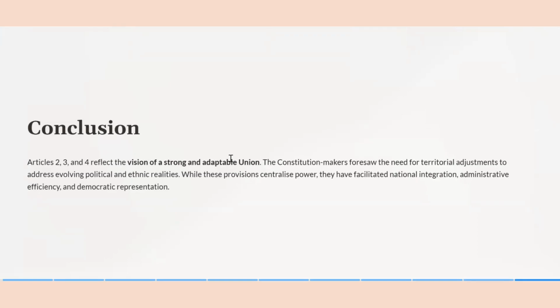Now to conclude today's lecture, Article 2, 3, and 4 reflect the vision of a strong, adaptable union. The Constitution makers foresaw the need for territorial adjustment to address evolving political and ethnic realities. While these provisions centralize power, they have facilitated national integration, administrative efficiency, and democratic representation.